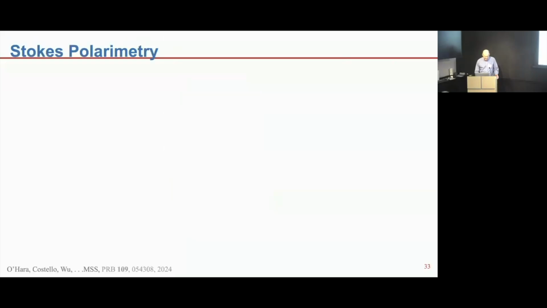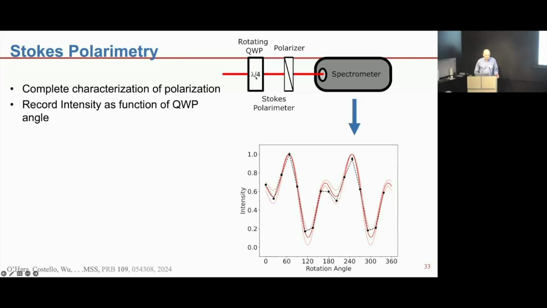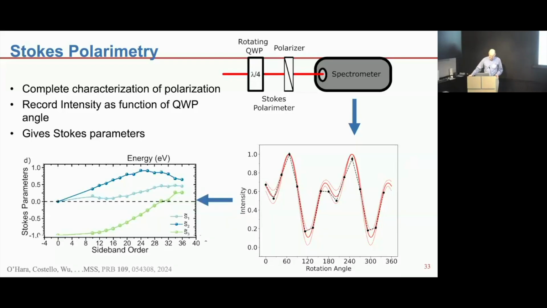So we completely analyze the polarization of light, and we do this by Stokes polarimetry, where you send the light through a polarizer and a rotating quarter wave plate. You record the intensity as a function of the quarter wave plate angle. And so this is an example of one sideband, what we call a polarigram. And this can be basically Fourier transformed to give what are called the Stokes parameters. S0 is the total intensity, and then there are three other Stokes parameters. Together they completely characterize the polarization of the light beam.